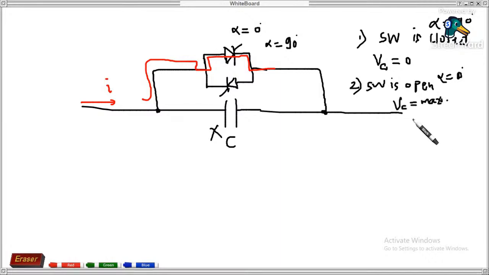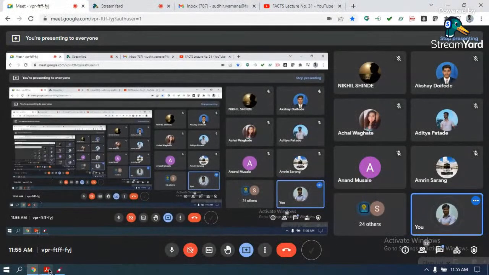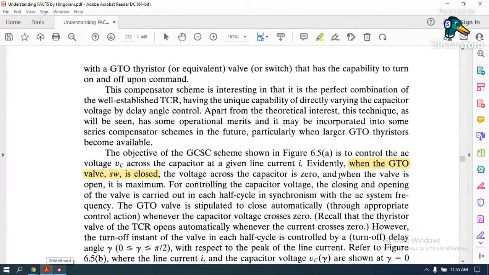right? Voltage across the capacitor is given by I into XC, no? I into XC. Not a capital I, a small i, because I am talking about instantaneous values, right? And when the wall is open, the capacitor voltage is at its maximum. Okay. Now for controlling the capacitor voltage, if you want to vary the capacitor voltage, you need to control the firing angle between 0 to 90 degree.